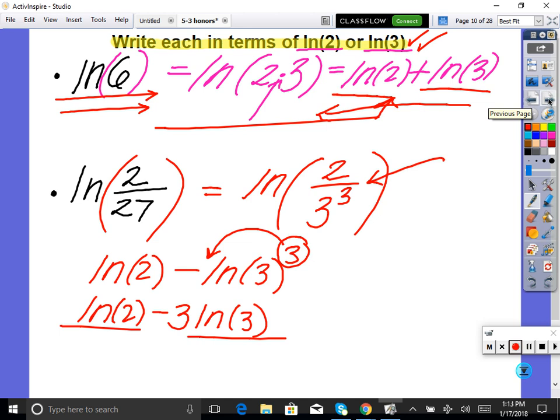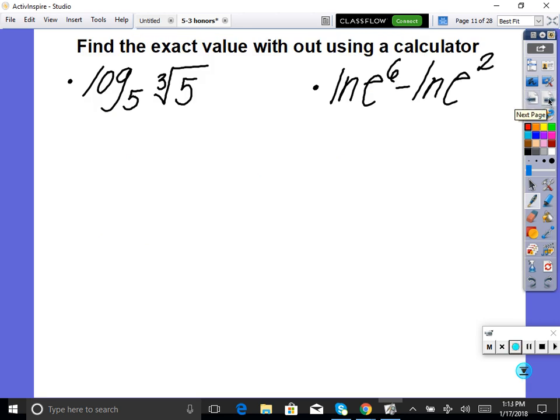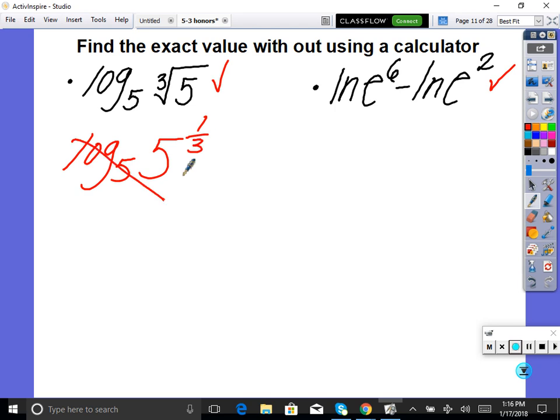Okay, I'm just curious out there. Grab a whiteboard and see if you can give me these two answers. No calculator. Everybody, isn't this equivalent to log to the base 5 of 5 to the 1/3 power? Log to the base 5 and base 5 cancel out. 1/3.